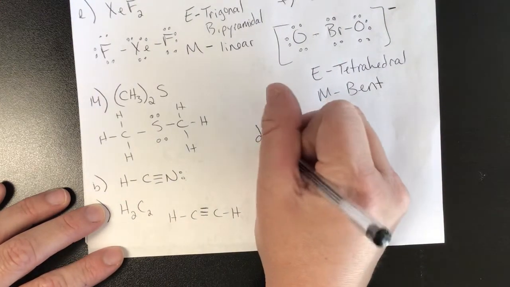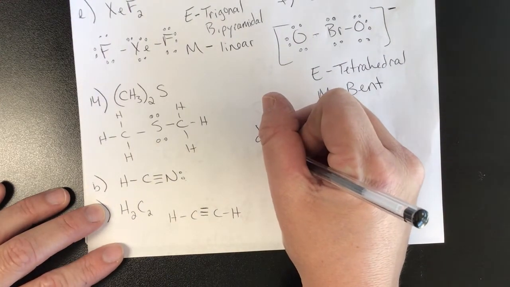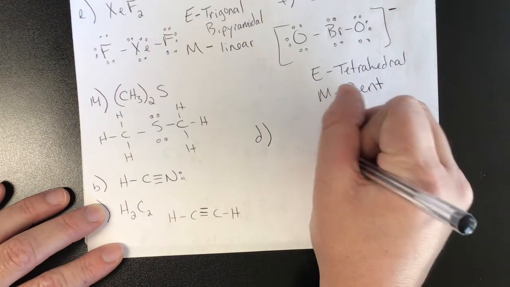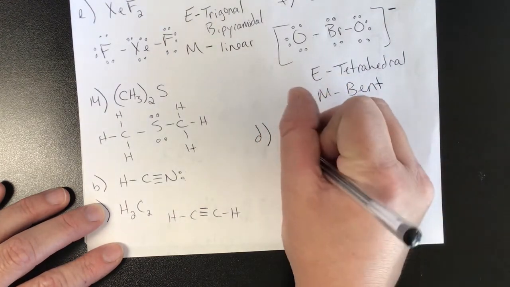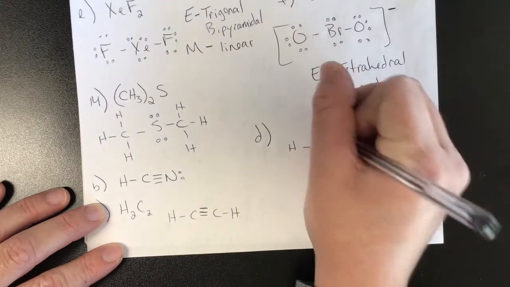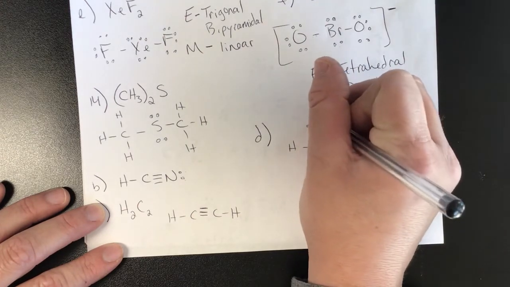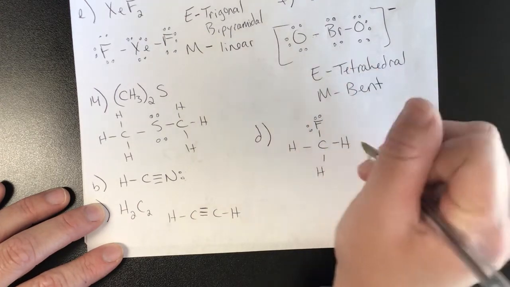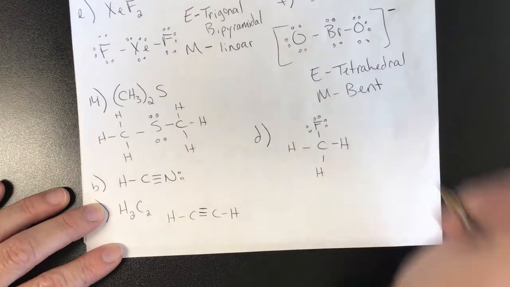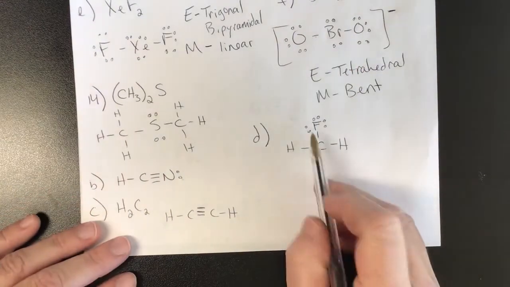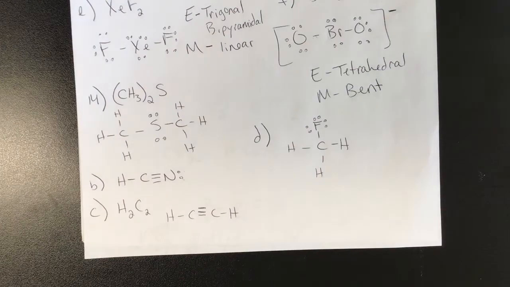And then the last one, D, we have CHF3, which looks like this. CH3F. I think I said that wrong. CH3F. So we have 3 lone pairs in this molecule.